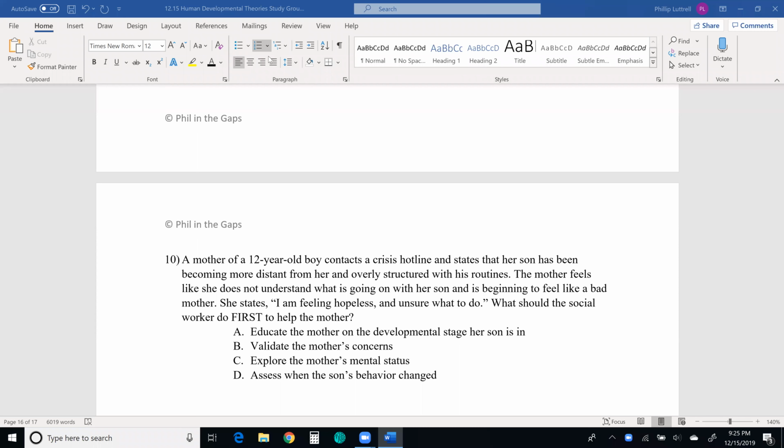Shutting down the polls. The majority think it is B. Second place is C. Third place is A. Fourth place is D. Let's look at it.